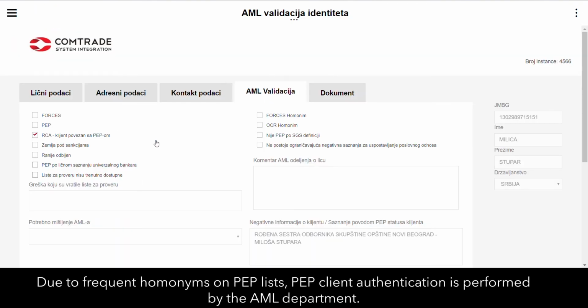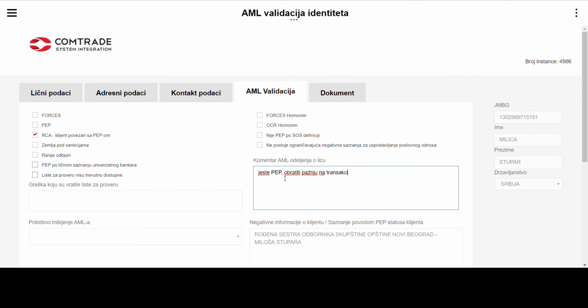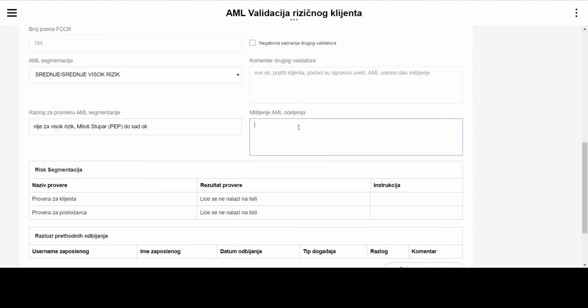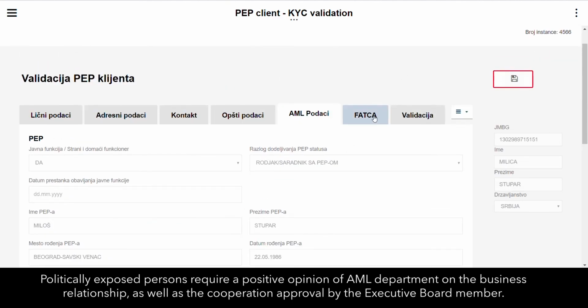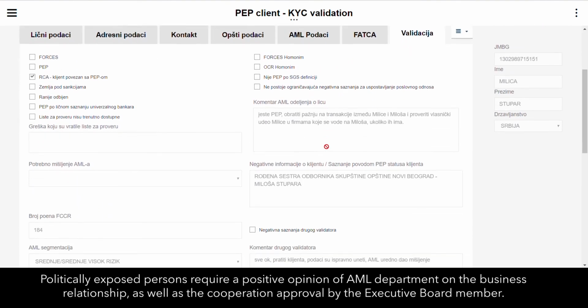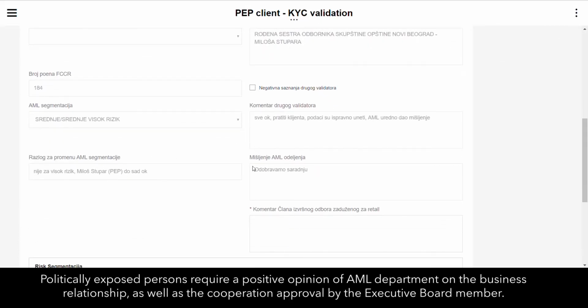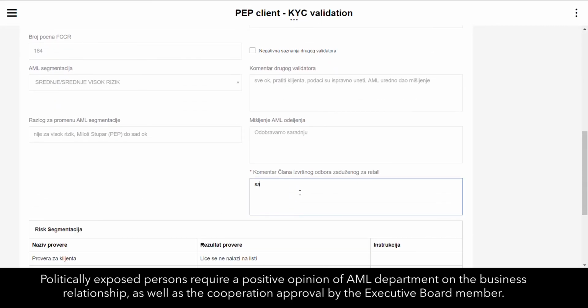Due to frequent homonyms on PEP lists, PEP client authentication is performed by the AML department. Politically exposed persons require a positive opinion of the AML department on the business relationship, as well as the cooperation approval by the executive board member.